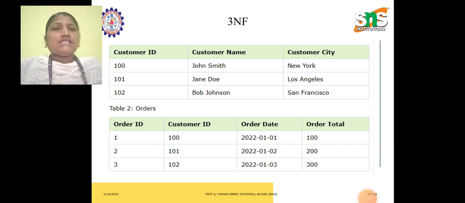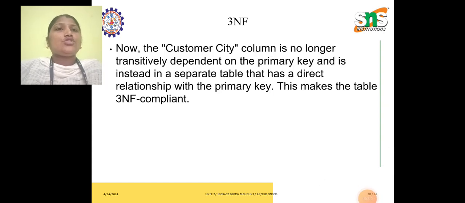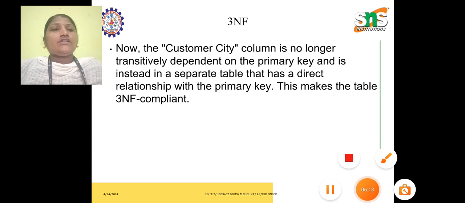So hope you understand. Third normal form means there should not be any transitive dependency. Now the customer city column is no longer transitively dependent on the primary key. So this makes the table 3NF. Okay, in the next class we will see about fourth normal form.